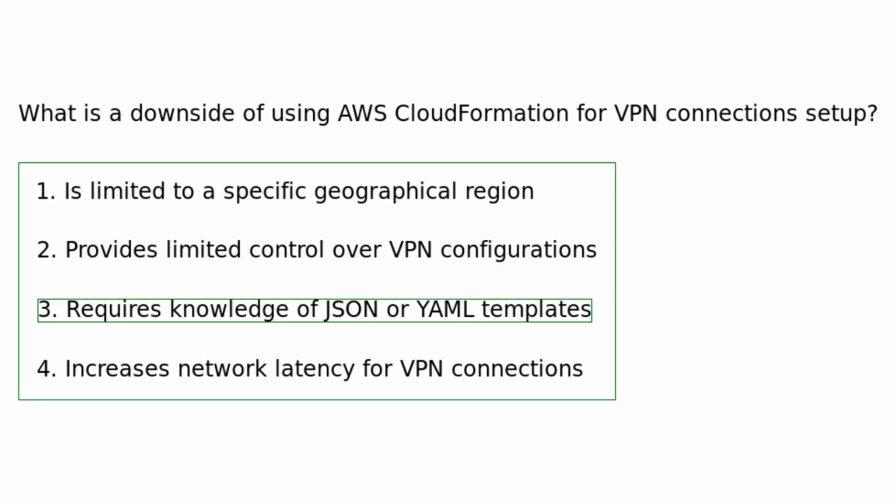A downside of using AWS CloudFormation for VPN connection setup is that it requires knowledge of JSON or YAML templates to define the configurations, which may be a barrier for users without experience in these languages.